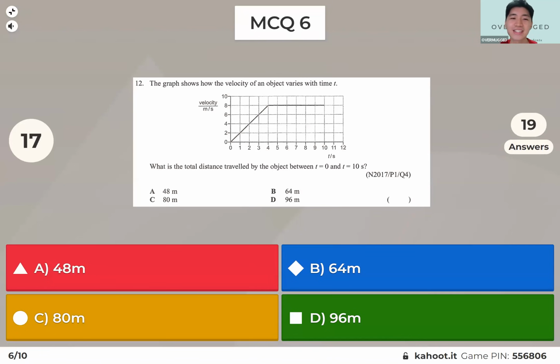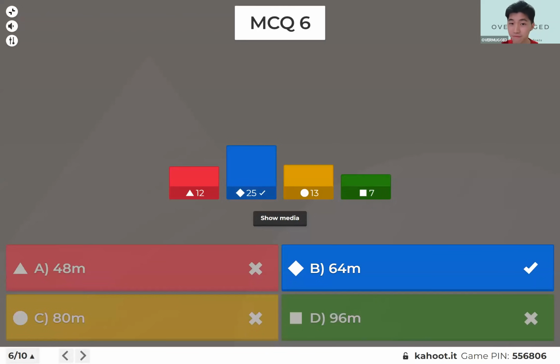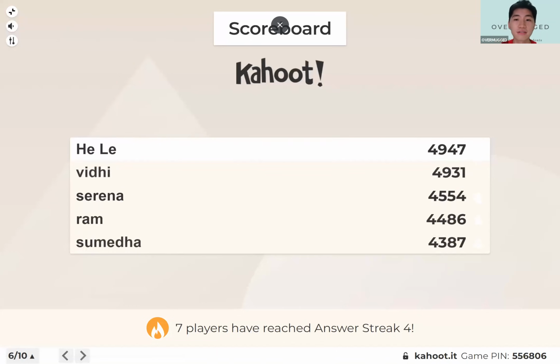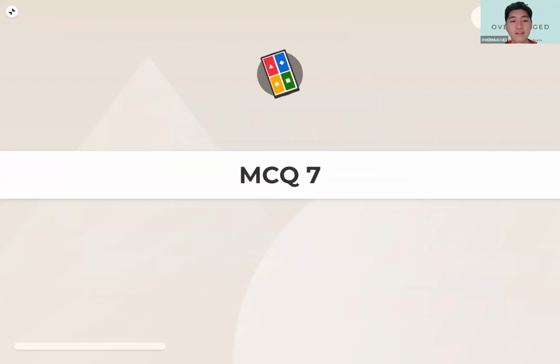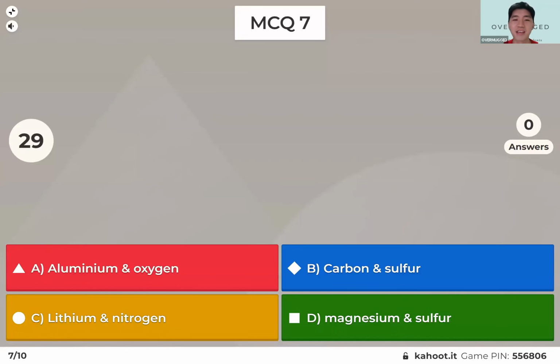How do we find distance for a velocity time graph? Distance is the area underneath the graph. So you can find the area of the triangle followed by the rectangle. Don't worry, there's a chance to turn the tables later.